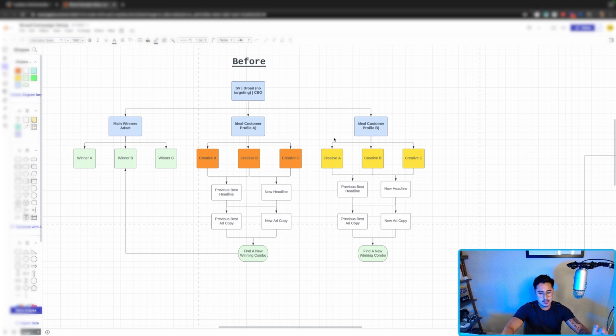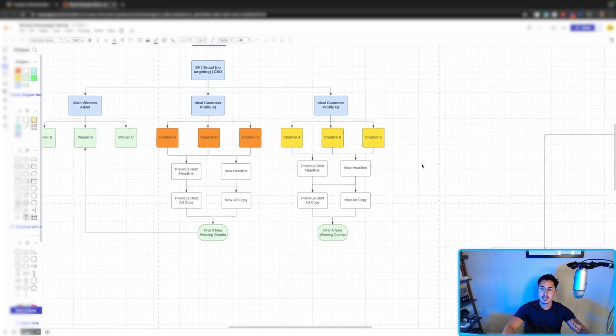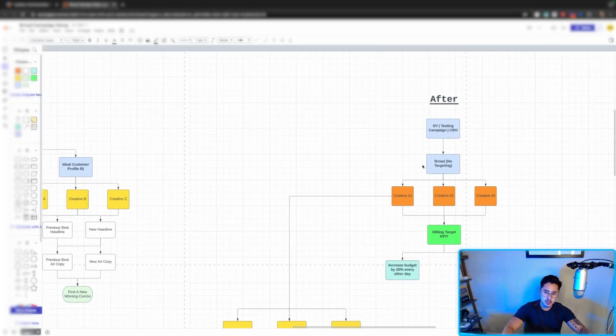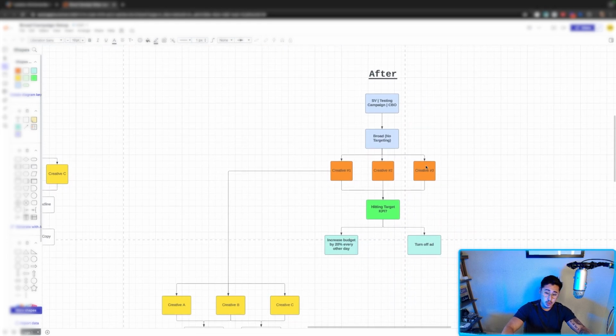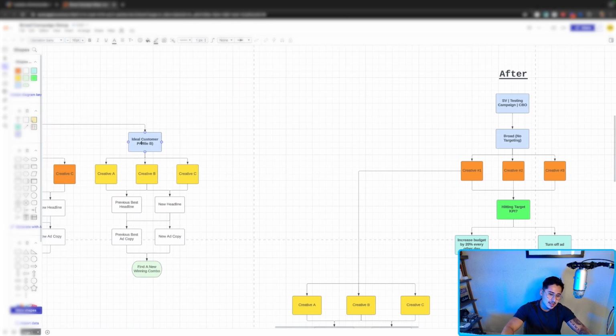We'd start with statics, then build to GIFs, then build to UGC. Now, with Meta updates and changes to the algorithm, that same structure is still applied to this day. It's just the ads themselves are set at the ad level instead of being set at the ad set level. If you want to turn off an ad, turn on an ad, or scale an ad, that is done at the ad level.